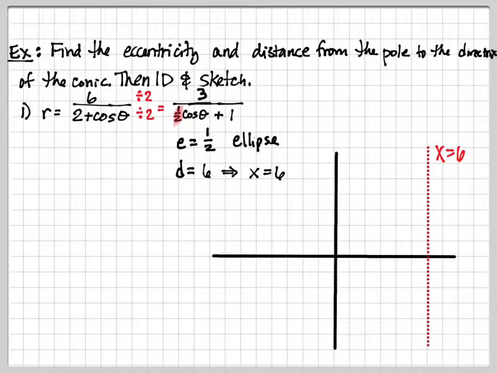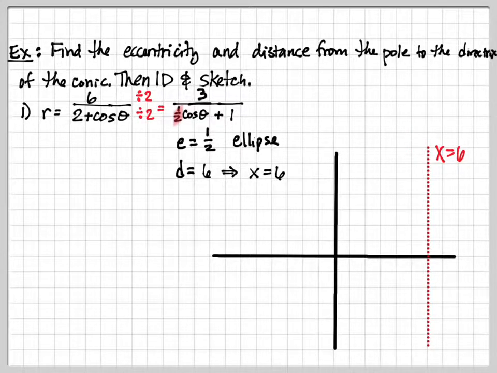So you can either put in 6 over 2 plus cosine theta, or you could put in 3 over 1 plus 1/2 cosine theta. Either of those is perfectly fine. Your window can go from 0 to 2 pi for your theta value, right? And if you want to do a negative 10 to 10 window, that would be sufficient. If you want to do it a little bit smaller, that would be okay as well. Mine's actually set up as negative 7 to 7, which is enough.